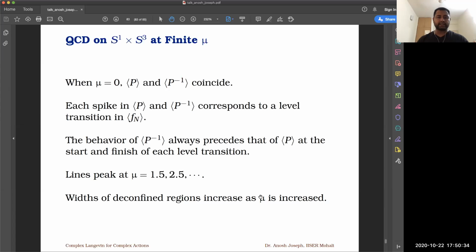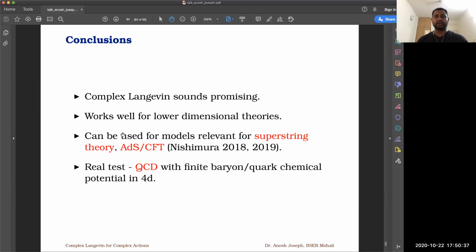So I guess that's it. Conclusions: complex Langevin sounds promising. It's a promising method to deal with complex actions. It works well for lower dimensional theories, almost all of them, with some exceptions. It can be used for models relevant for superstring theory and AdS-CFT. Jun Nishimura has been working on this. These are the BFSS model and the IKKT model, which are supposed to contain superstring theory, and they take part in the AdS-CFT correspondence.